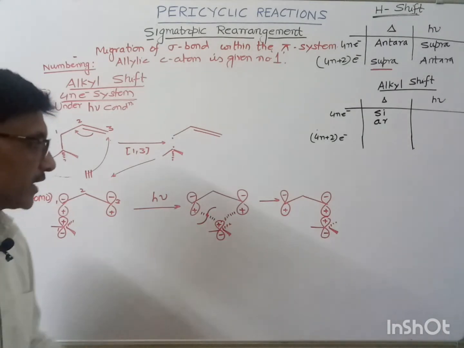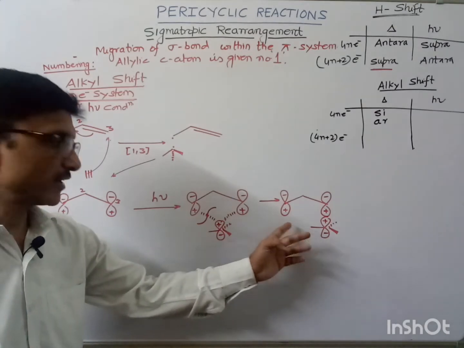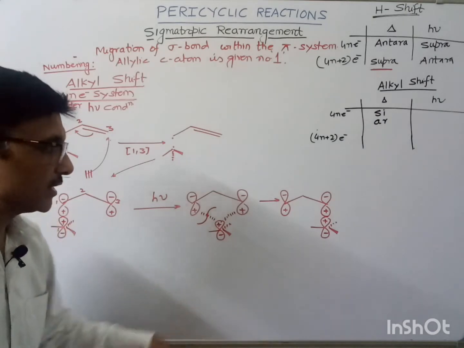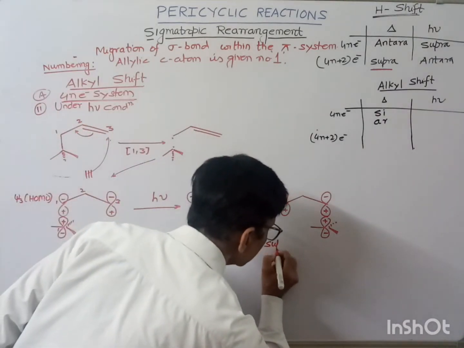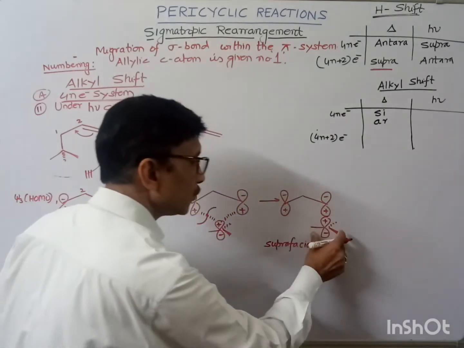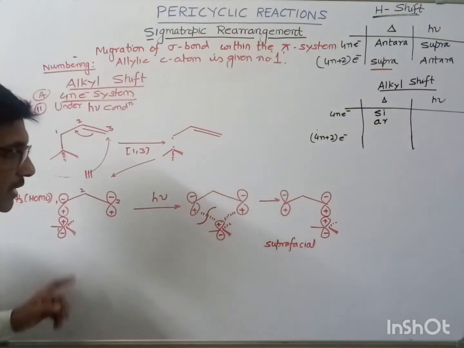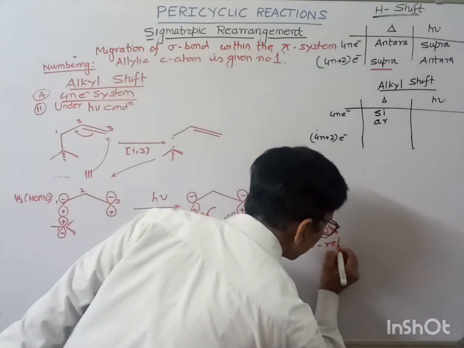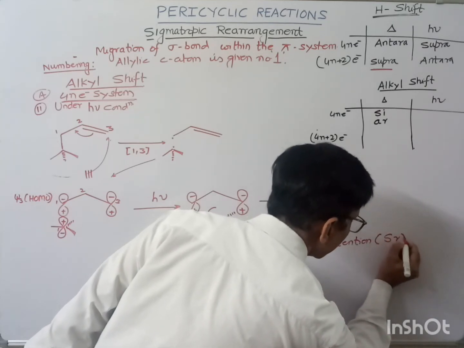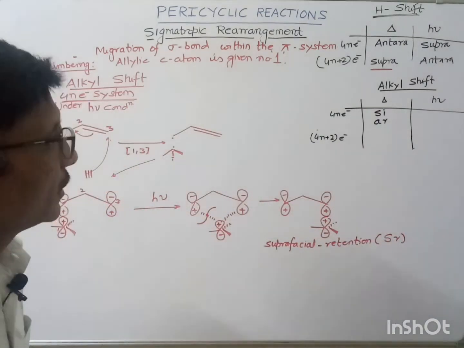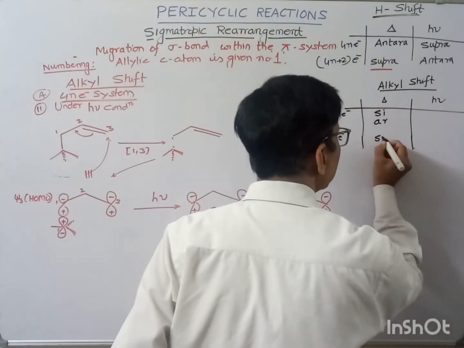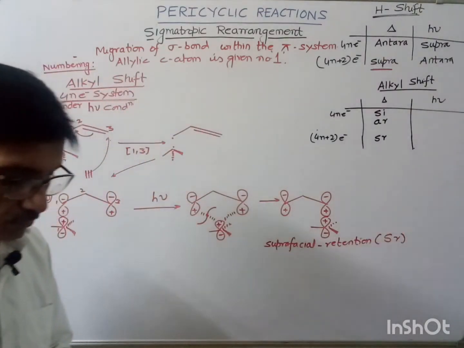Okay, so what kind of interaction? This is suprafacial interaction. Bond breaking and bond formation is taking place from the same side. So that's why it is suprafacial, and the stereo in the product remains the same like this, with retention of configuration. We may write it as suprafacial with retention of configuration. So in the selection rule here we can write: under thermal condition, suprafacial with retention of configuration is possible.